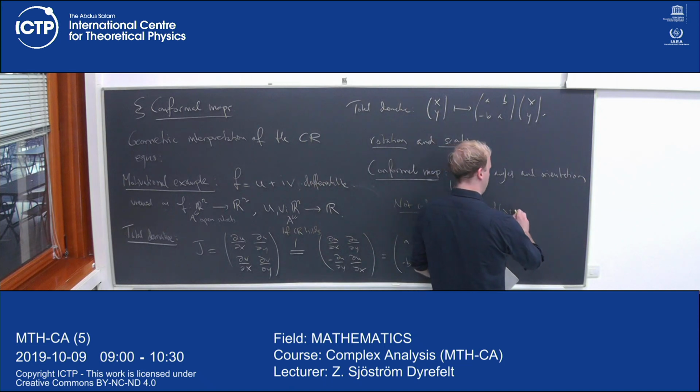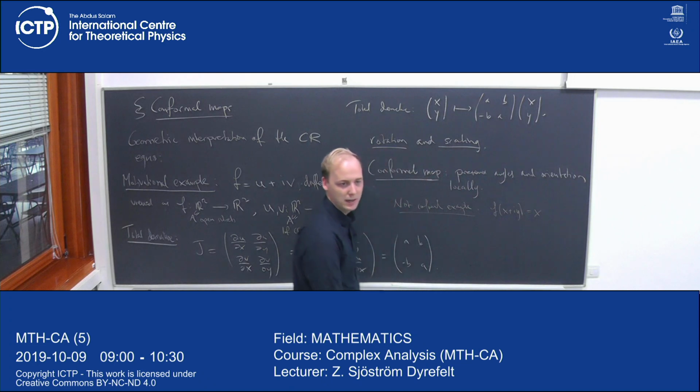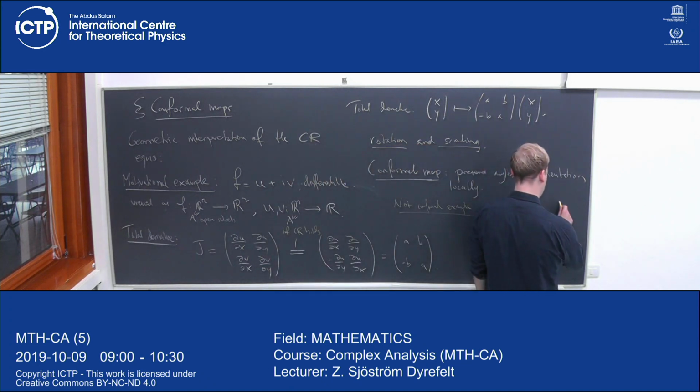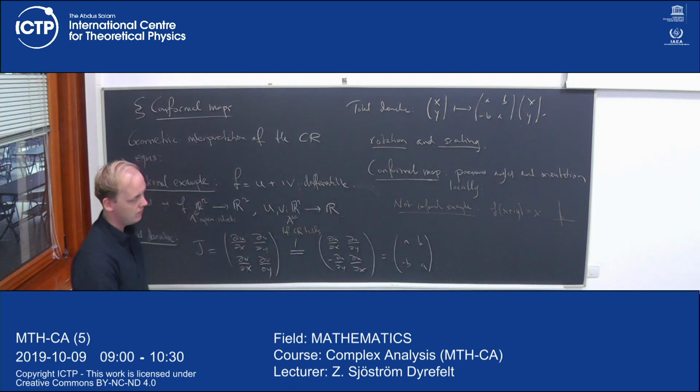I like, for example, this one, f of x plus iy maps to x. So if you take some curve here, you take this imaginary axis and this real axis. This imaginary axis will sort of have a 90-degree angle, but it will be collapsed onto the real axis. So angles are not at all preserved, you see?